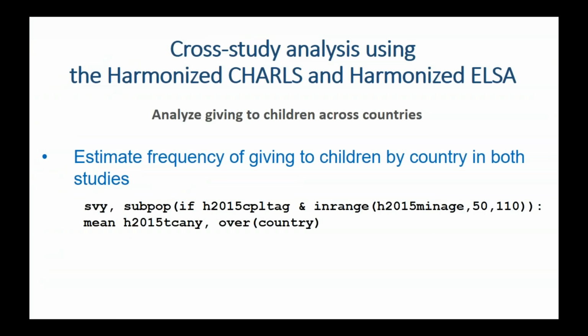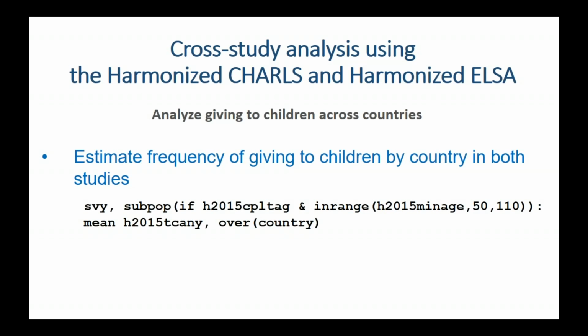So first, let's just estimate frequency of giving to children by country in both studies. And in this case, we're going to limit it. Of course, we want to say if it's a couple tag, right? We're going to make sure we're only counting 1 observation for each couple in our calculations. And let's only look at households which have a couple age of 50 to 110.